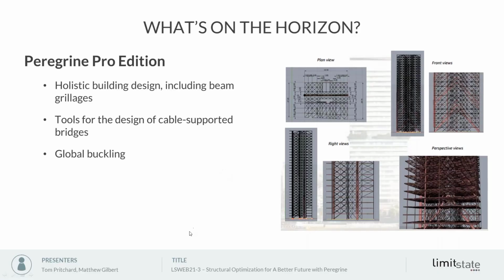So what's on the horizon for the software? We'll be introducing a Peregrine Pro edition quite soon, which will be dealing with more holistic building design, including beam grillages. We'll be introducing tools for the design of cable-supported bridges, and we'll also be introducing components into it that allow us to consider global buckling as well as Euler buckling of the members.